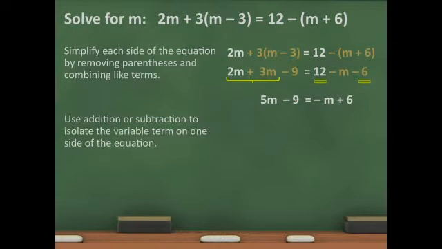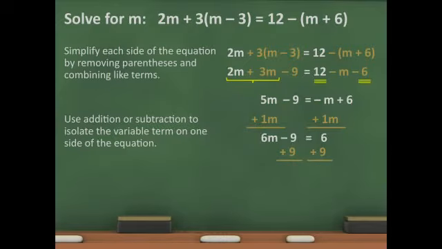Next, we'll use the addition property to isolate the variable term on one side of the equation and to isolate the constant term on the other side of the equation. We'll start with the m terms. We'll add 1m to each side of the equation. On the left side, 5m plus 1m is 6m. On the right side, negative m plus positive 1m cancel each other out. We have 6m minus 9 equals 6.